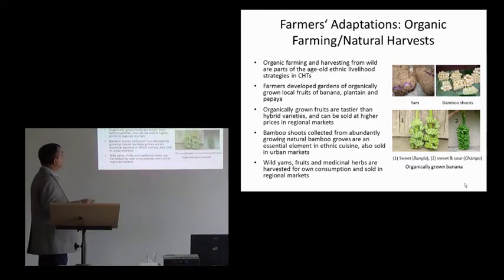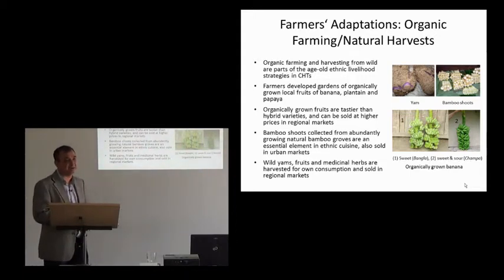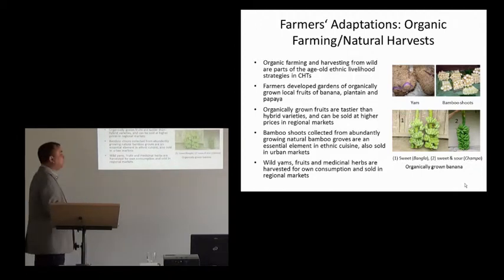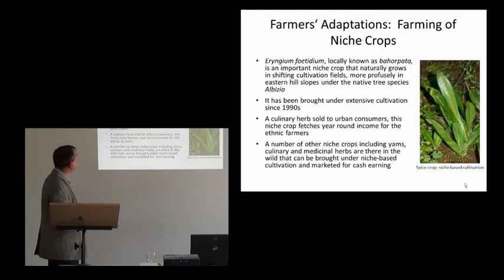And also the bamboo shoots from the naturally growing bamboo groves are an essential element in their cuisine, and also in Chinese restaurants. So people go there to buy these bamboo shoots, because bamboo shoots are an important element in Chinese restaurants. And wild yams, fruits and medicinal herbs harvested from the wild are also used for consumption and can be sold in the regional market.